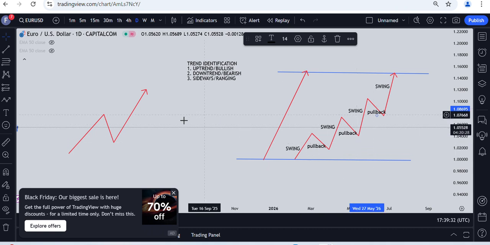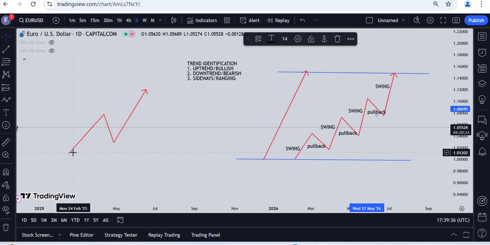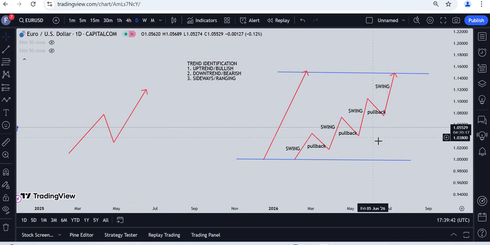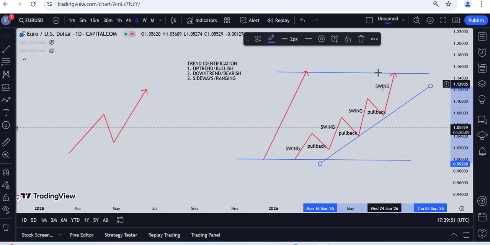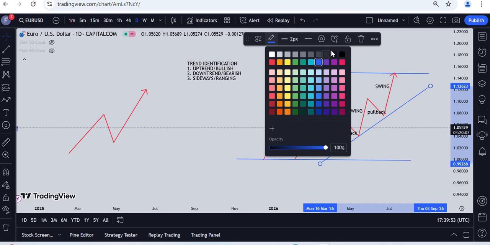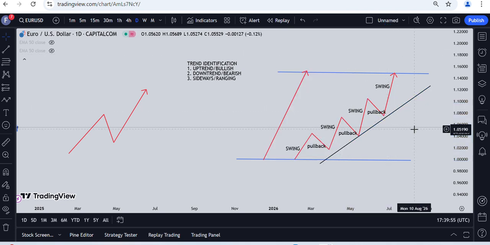So all of these are pullbacks, right? This movement here is a pullback. This is a swing, and this is a pullback, and this is a swing. But looking at this, ultimately, you can clearly see that this is currently going up. So this is how you identify an uptrend.